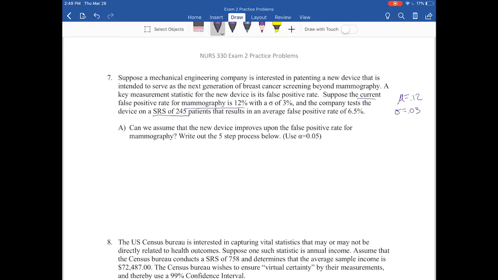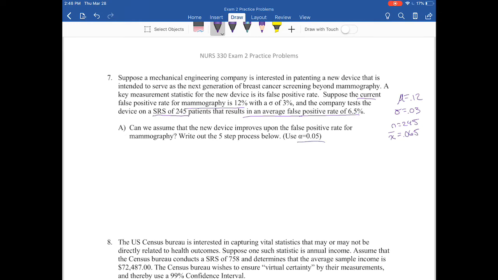Then we take our new device that's going to test for breast cancer for mammography, and we have a simple random sample, SRS, of 245 patients, so that's our N. Their sample average rate of false positives is 6.5%. That's your X bar, 0.065. Put these in decimal forms.